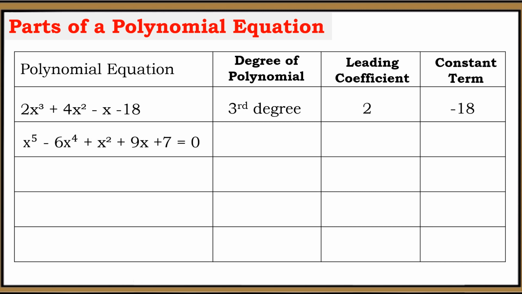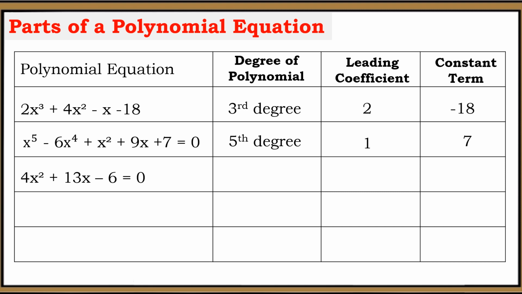Next, given x to the fifth minus 6x to the fourth plus x squared plus 9x plus 7 is equals to 0. So, the degree of the polynomial, ang pinakamataas na exponent ay 5. So, this is of the fifth degree. Or, this polynomial has a degree of 5. So, yung numerical coefficient ng x to the fifth ay 1. So, therefore, the leading coefficient here is 1. And the constant term here, sa polynomial na to, yung walang katabing variable ay positive 7. Therefore, the constant term is 7.